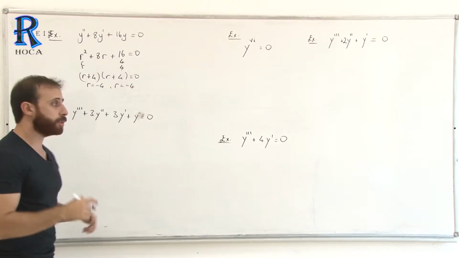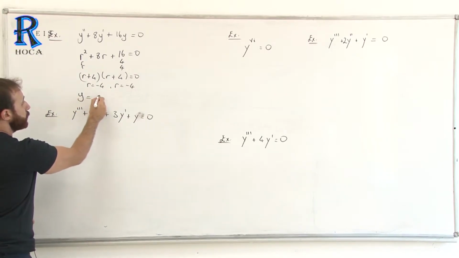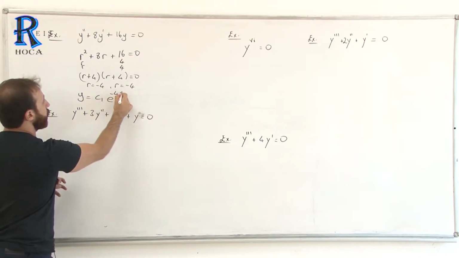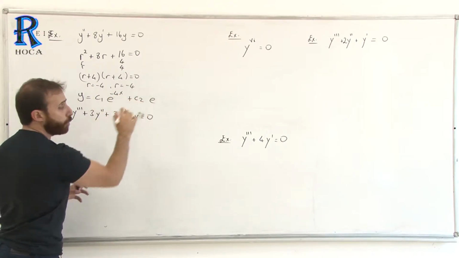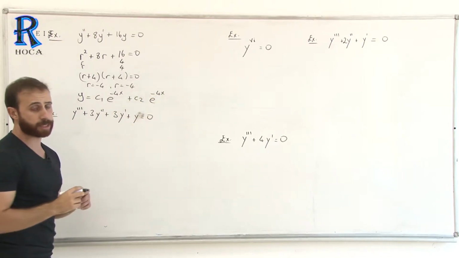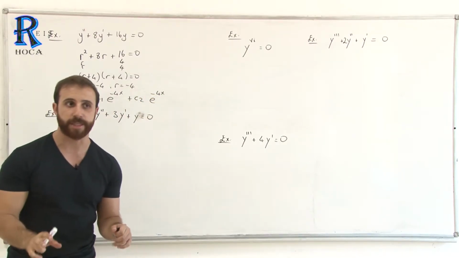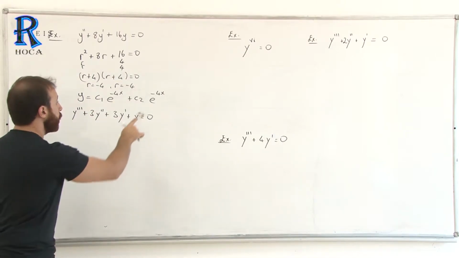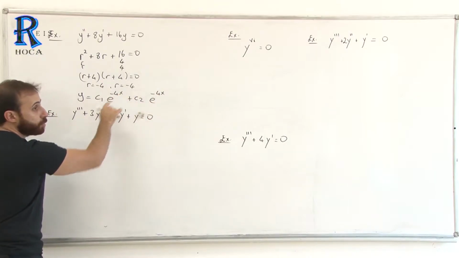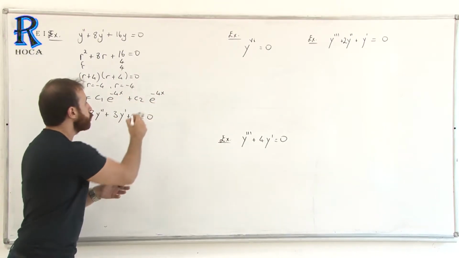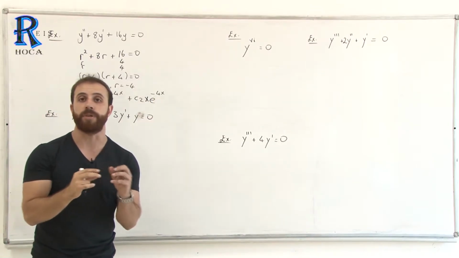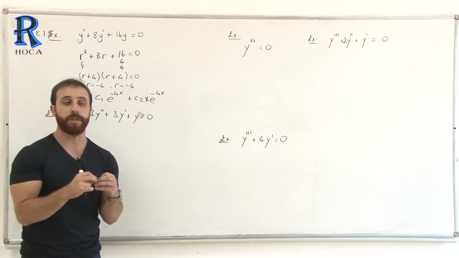It's not difficult. Let's write y, the solution. C1 exponential, what is the first root? Minus 4x. C2 exponential, what is the second root? Minus 4x. But the important thing is, minus 4 is a repeated root. If you have repeated roots, you have to multiply by x. This is the difference between distinct roots and repeated roots.